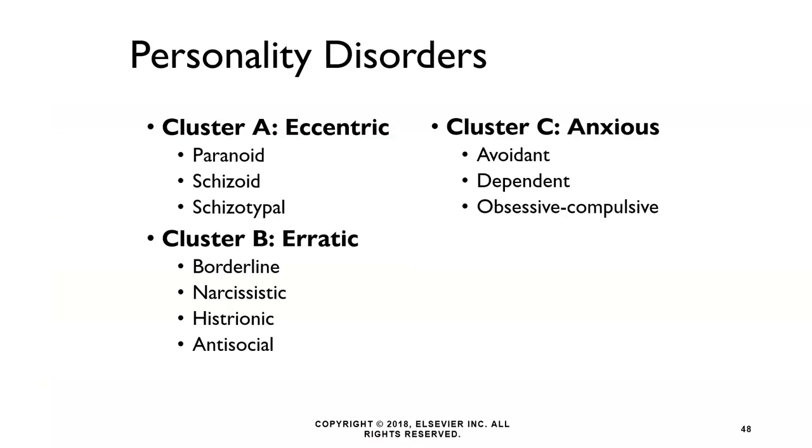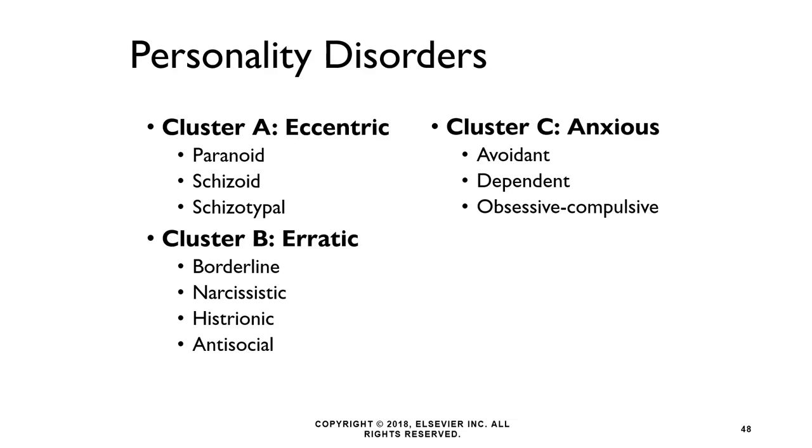However, it's difficult because we have these 10 different disorders that we need to be able to differentiate. And we put them into what are called clusters because we tend to see the same types of traits within the cluster. So cluster A, we see them as eccentric. These are odd individuals. Cluster B, it says erratic. I've also seen dramatic, emotional, and that kind of fits all of those individuals in cluster B.